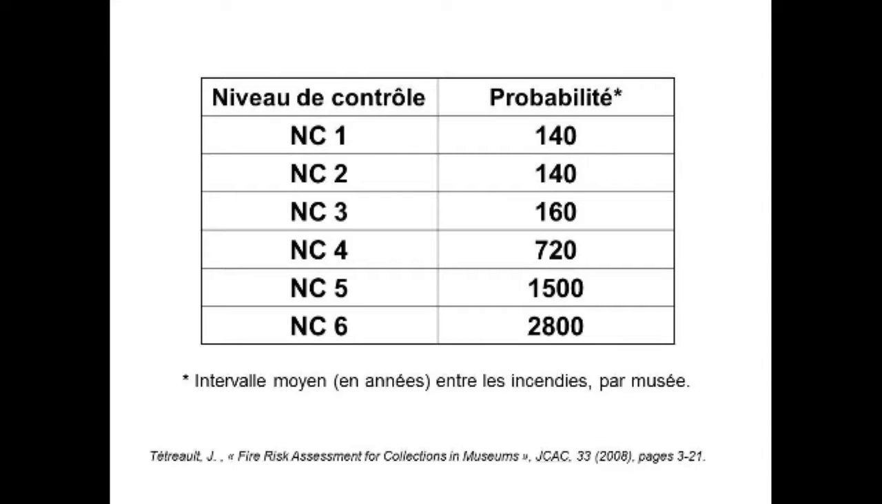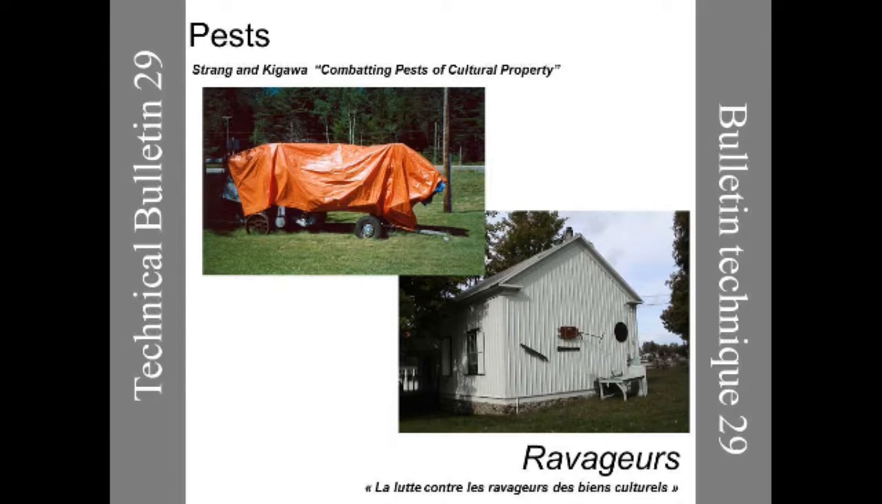But most of the people that we are working with, we're finding, are more in the control level 1 to 3 range. The other control level that we have available here that has been produced through people from CCI is for pests, and this is work from Tom Strang and Rika Kagawa that they've developed for pest risks, and it's in CCI Technical Bulletin number 29, which is also available on the CCI website, and works in a similar way. You just look at the various measures in place and see which matches your institution.